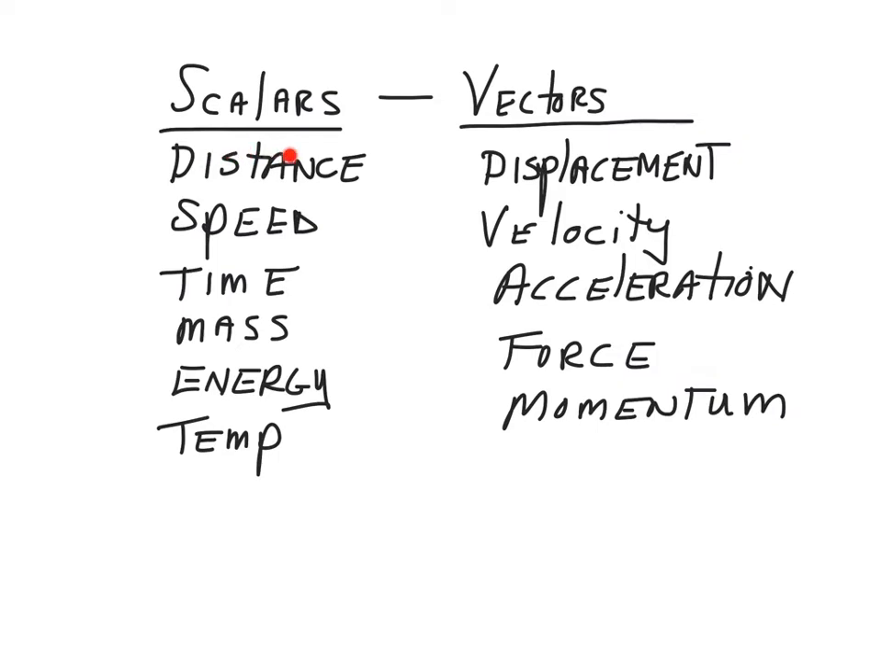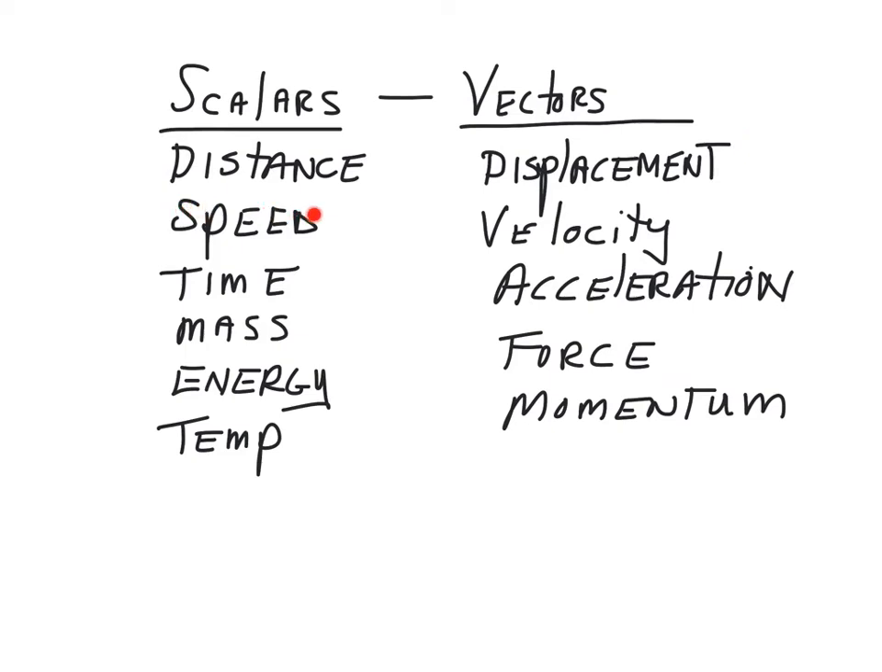So distance is a number. Distance doesn't have a direction. If we put a distance with a direction, we call it displacement. So we're going to distinguish between distance, which is a scalar, and displacement, which is a vector. And in a few minutes, I'll define this term displacement.